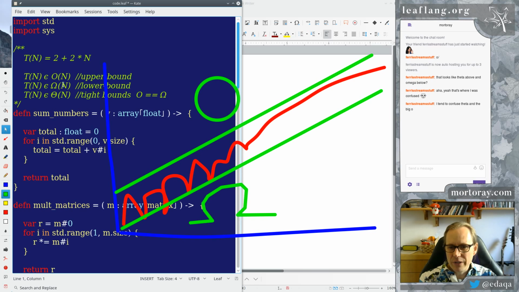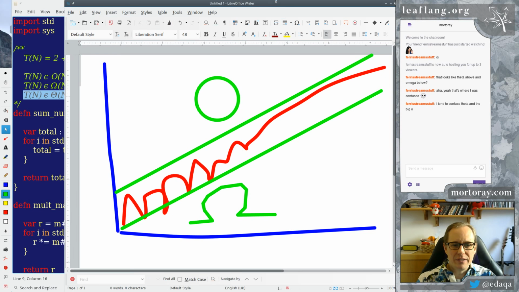And let's go back to the code again. So this theta over here means you have an upper and lower bound which are the same, so they're tight bounds. This one here, because they're both linear, would have a tight bound, so it would also be theta.